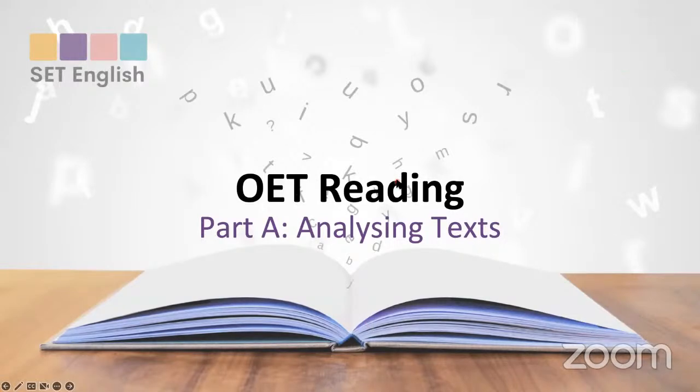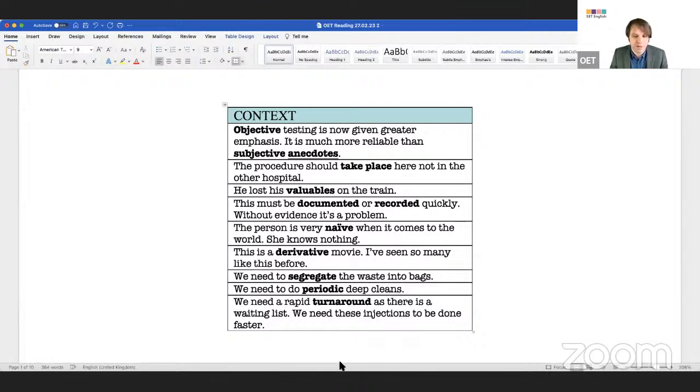Yes. What words, Hussein? Objective, subjective. Yeah, brilliant. Objective, subjective, and we had anecdote as well. Anecdote, yeah. Anyone else, guys? You remember the vocab from yesterday? Take place. Take place. Good. Documented. Periodic. Good. So this is Derivative. Brilliant.